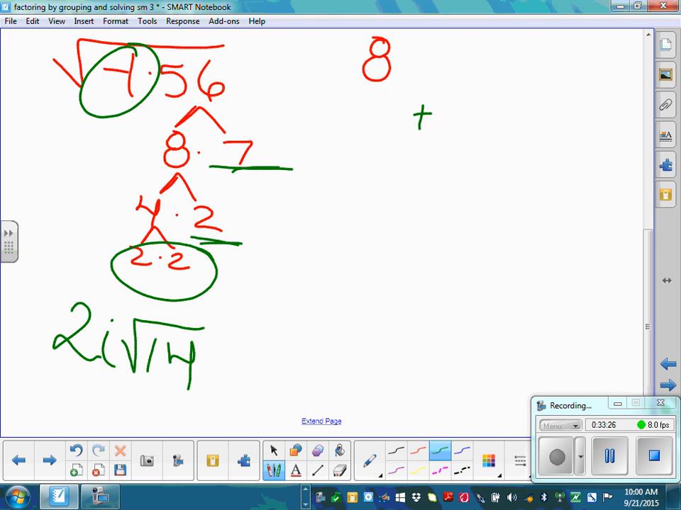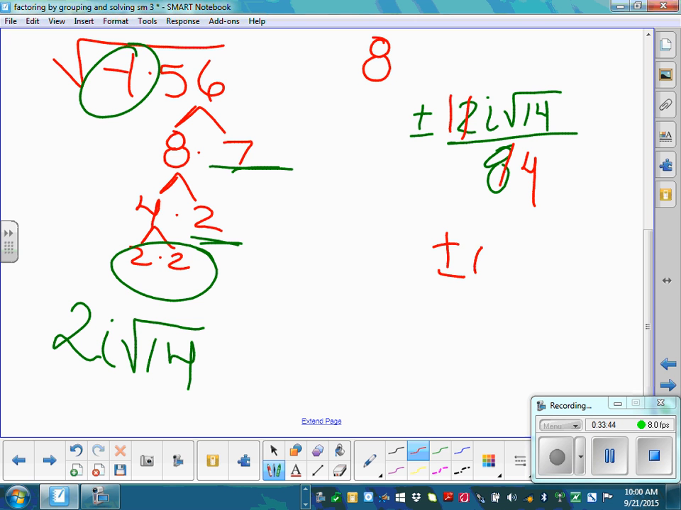So on top, now we're not finished. We had plus and minus on top. We just figured it out to be 2i square root of 14 over 8. Now does 2 and 8 divide? Yes. 2 divided by 2 becomes 1. 8 divided by 2 becomes 4. So we have plus and minus i square root of 14 all over 4.